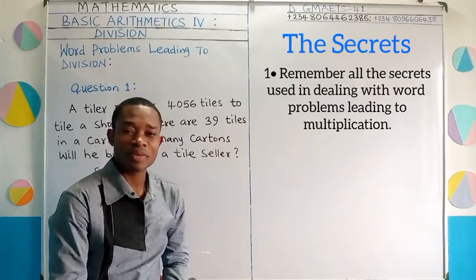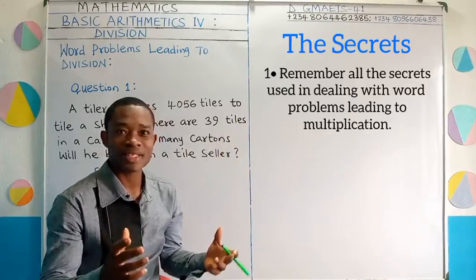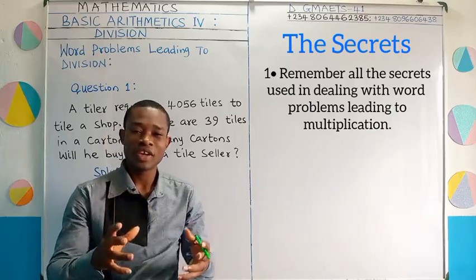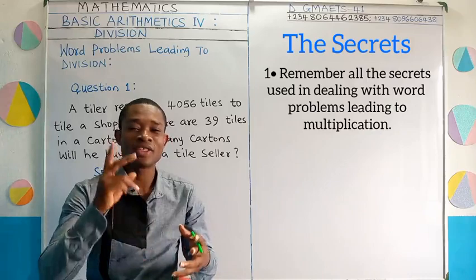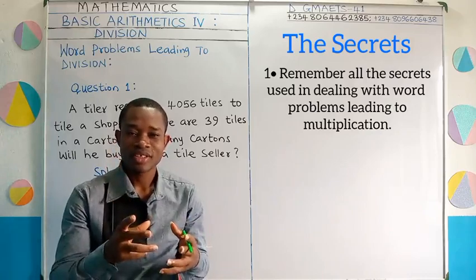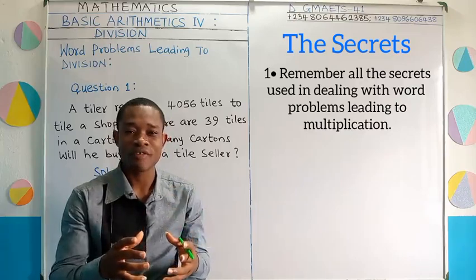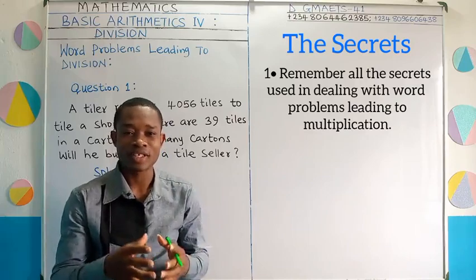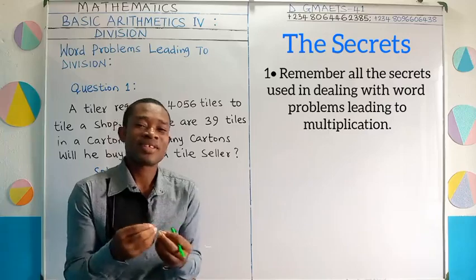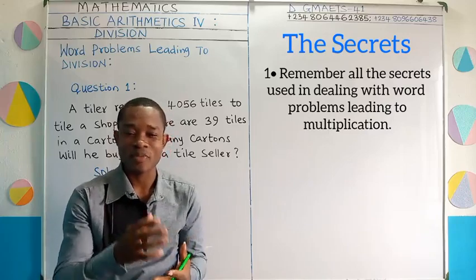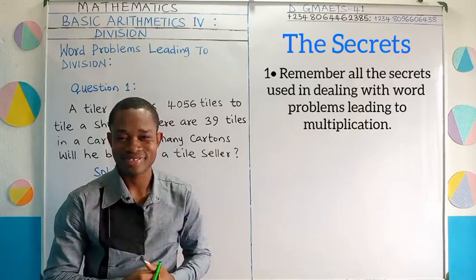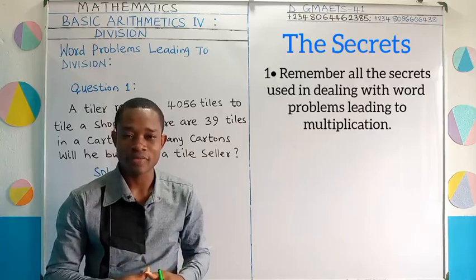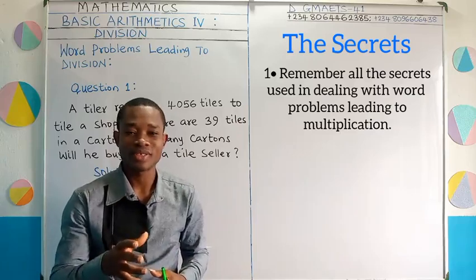And when I taught you word problems leading to multiplication, what were the things that I pointed to? You remember, first of all, I told you that it's important for you to be able to identify the two major pieces of information that the question you are solving is interested in. And I told you that it's also important for you to possibly select a letter to represent the unknown. So these secrets are very important when dealing with word problems leading to division.